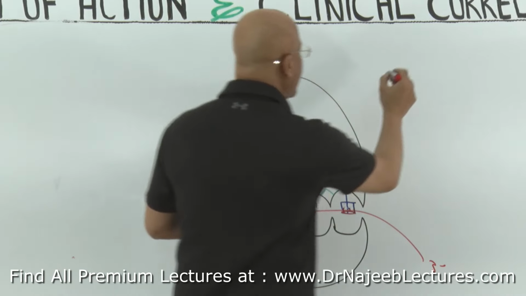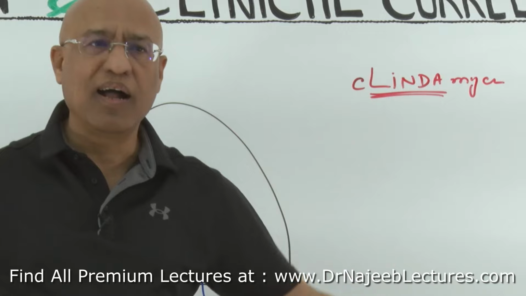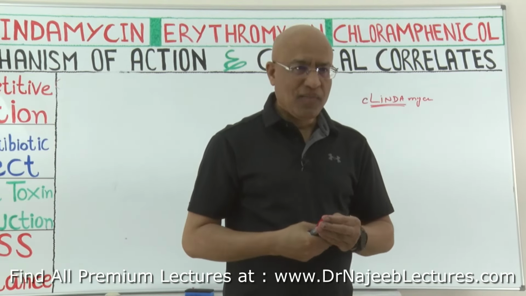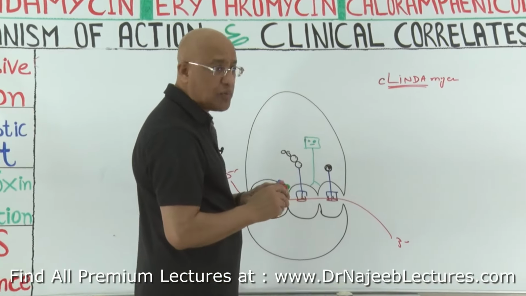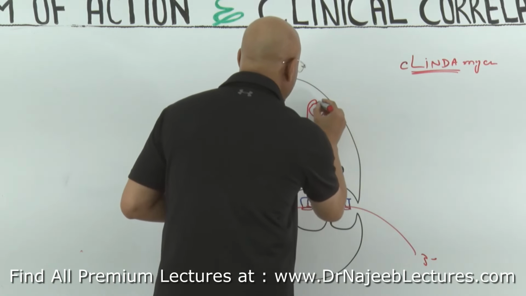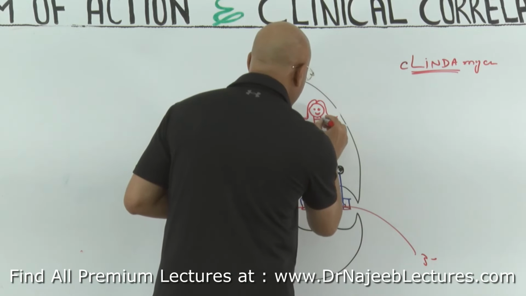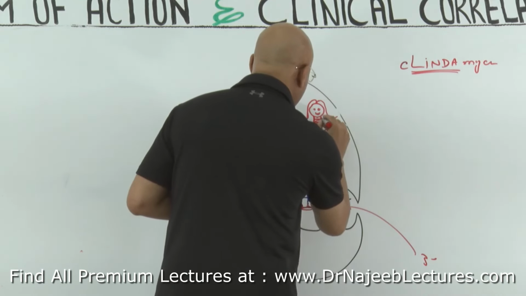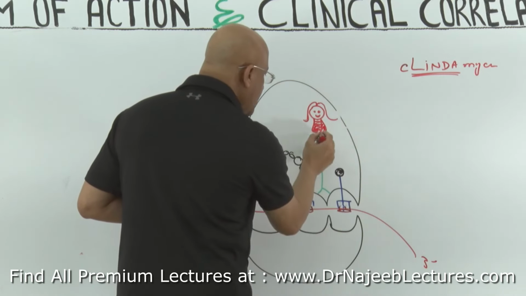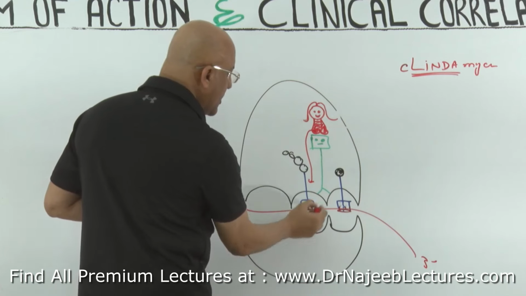Now clindamycin, remember, clindamycin is Linda. Linda means a beautiful girl. Clindamycin is a beautiful girl. Now, how does this beautiful girl, clindamycin, work? It attaches here, and these are her very silky hair. She is sitting on the 50S ribosome functional component, which is 23S ribosomal RNA. She is sitting over here, and one of her legs is going towards the P site and the other leg towards the A site.